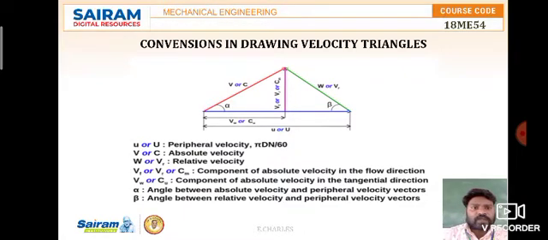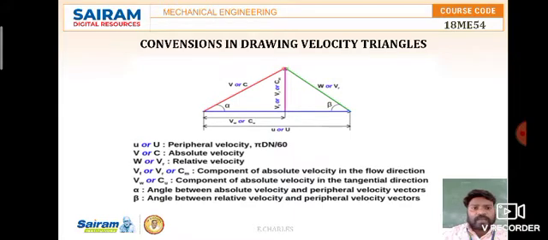U is peripheral velocity, or pi d n by 60. Next, absolute velocity, that is V. Next, W or VR is the relative velocity. VF is the component of absolute velocity in the flow direction, and VW is the component of absolute velocity in the tangential direction.